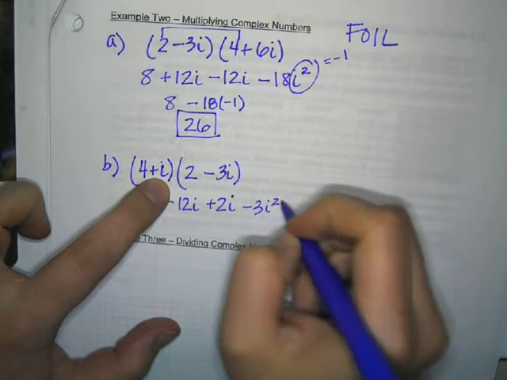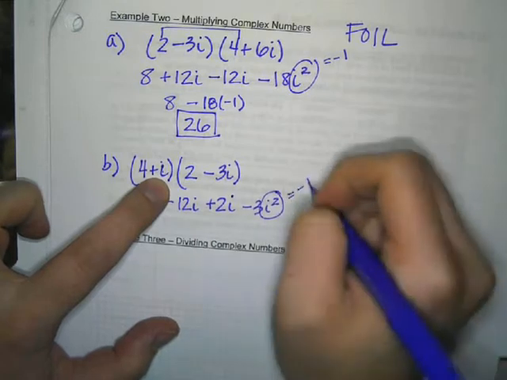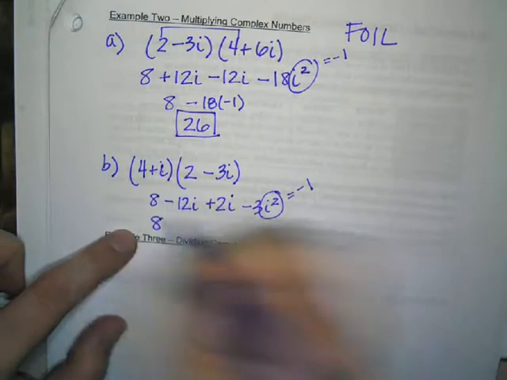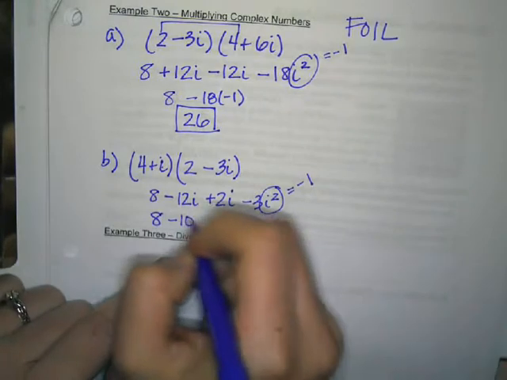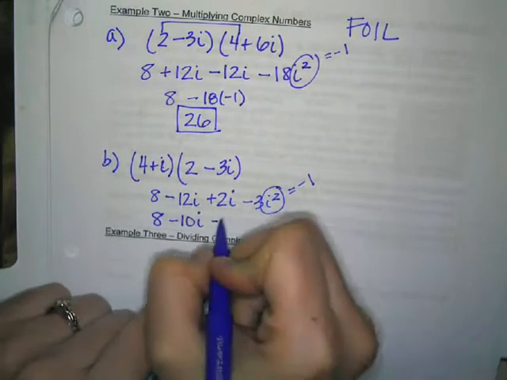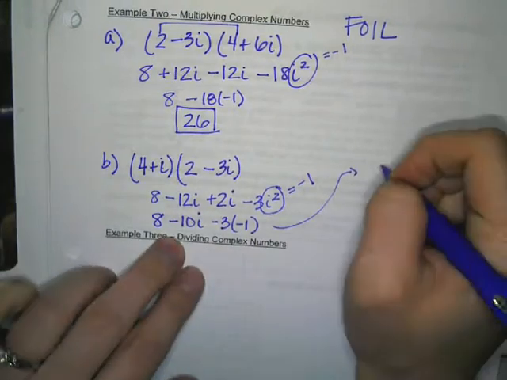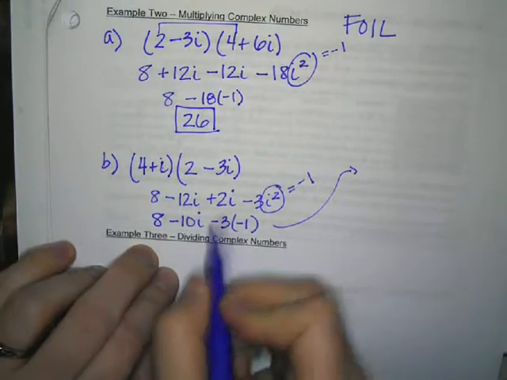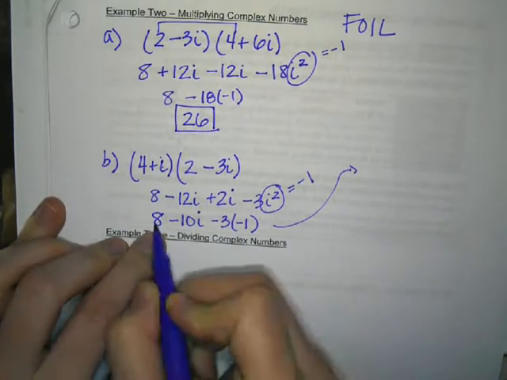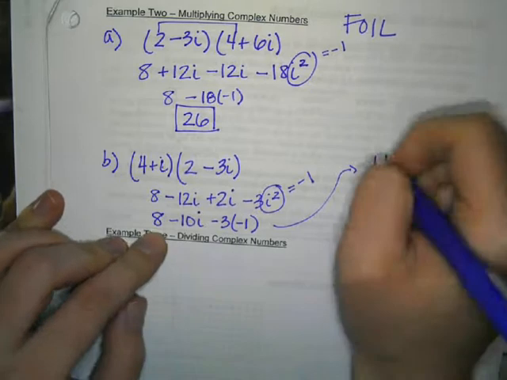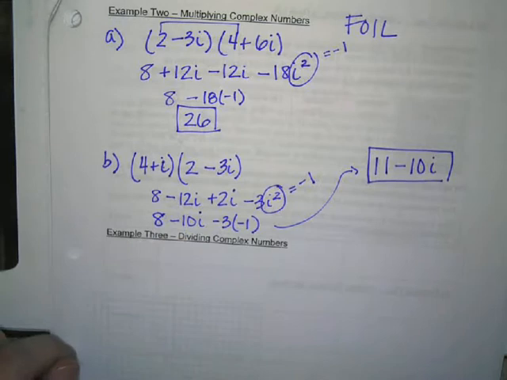Okay, again, that i squared has to change to a negative 1. So we have 8, and then negative 12i plus 2i gives me negative 10i. And here I get negative 3 times negative 1. So this would change to a positive 3, and I can add that with the 8. So 8 plus 3 gives me 11. And there's my answer, 11 minus 10i.